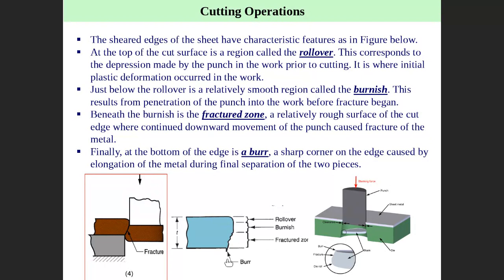And this is a burr. The burr is part of the material that is remaining, extra material remaining. This is mainly because of the elastic properties of the material. The material has some elasticity, so when the punch is moving, the material moves with the punch, but a little elasticity remaining keeps extra material attached to the work. We call it a burr. Details of rollover, burnish, fracture zone, and burr are written here, and you can read it.